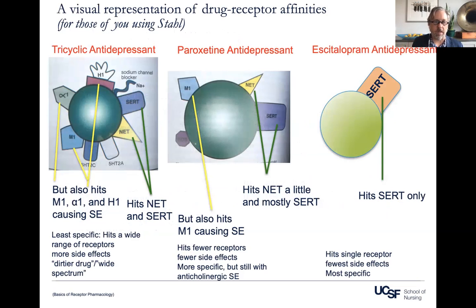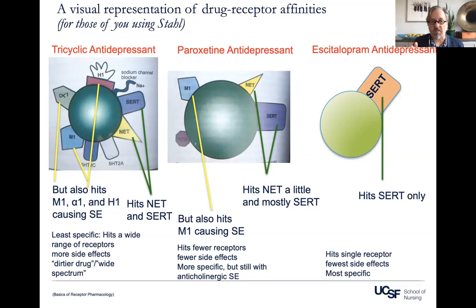So you can tell from this, just looking at, say, a tricyclic antidepressant, which are known for having a lot of side effects, because they hit so many other receptors. So they're hitting the H1 receptor, they're hitting the muscarinic receptor, they're hitting the alpha-1 receptor, which is going to cause all sorts of side effects, in addition to inhibiting the serotonin and norepinephrine reuptake process.